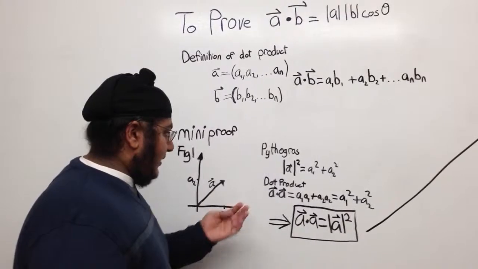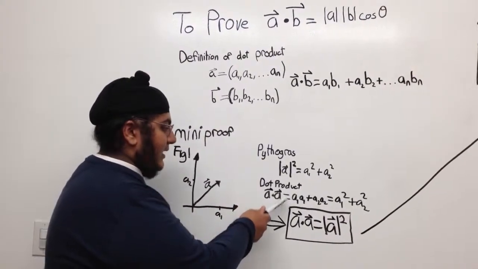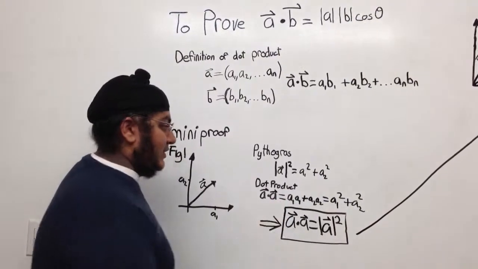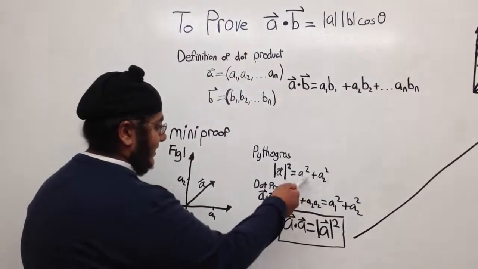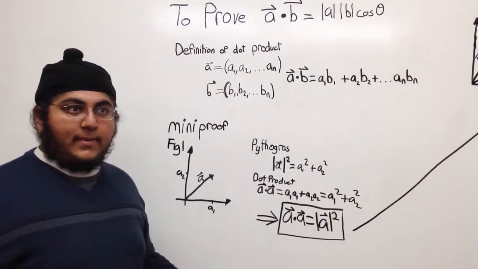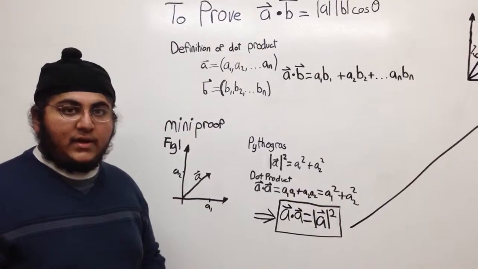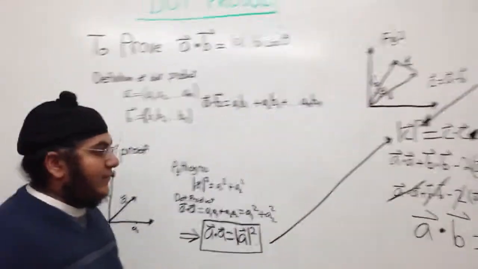Next, we go to the dot product, which shows that vector A dot vector A is equal to A1 times A1 plus A2 times A2, which is equal to A1 squared plus A2 squared, which is the same as the above. Therefore, we can conclude that the dot product of a vector with itself is equal to the magnitude of the length of the vector squared. Now for the broader proof.